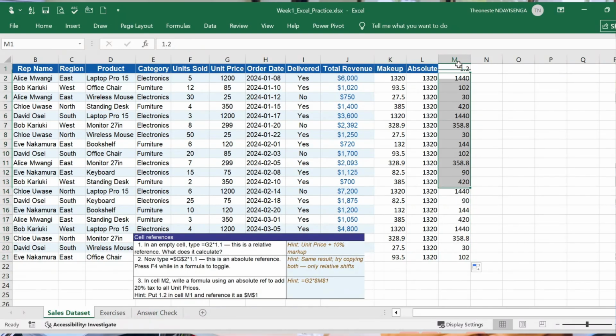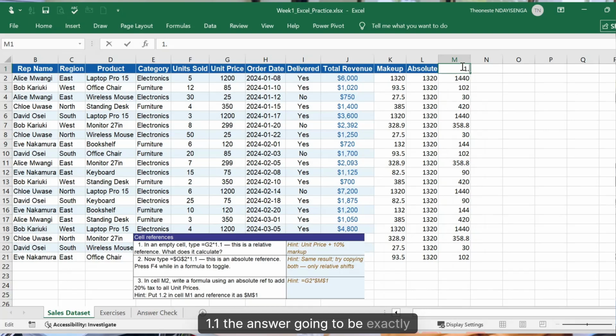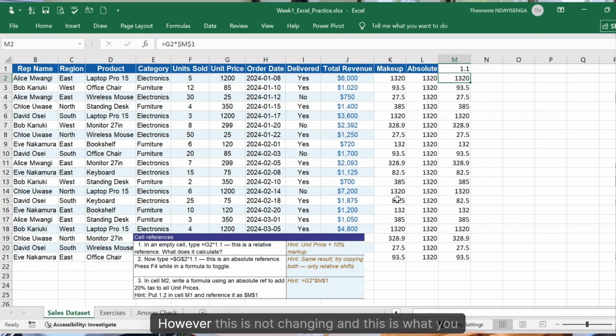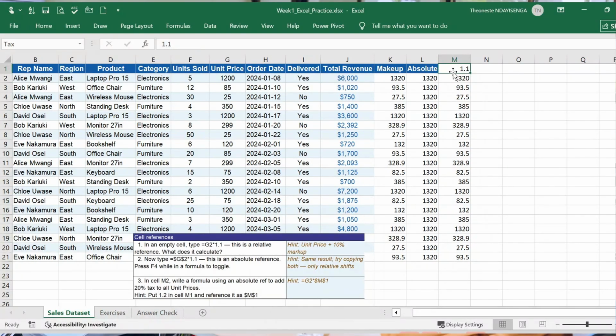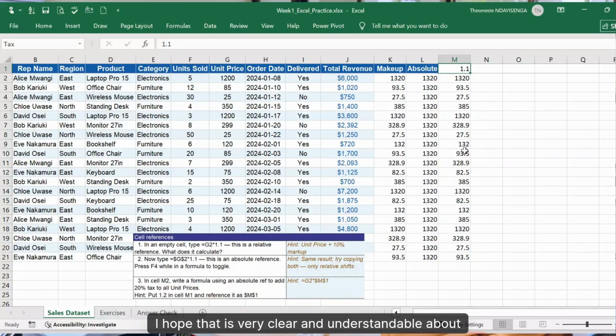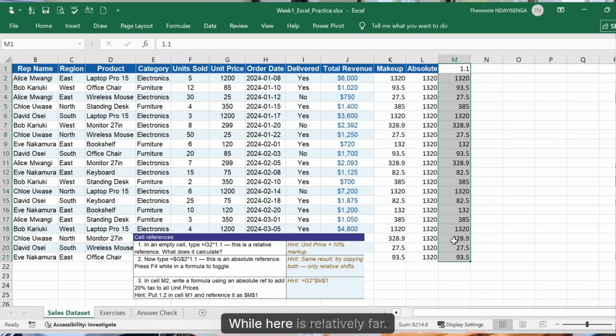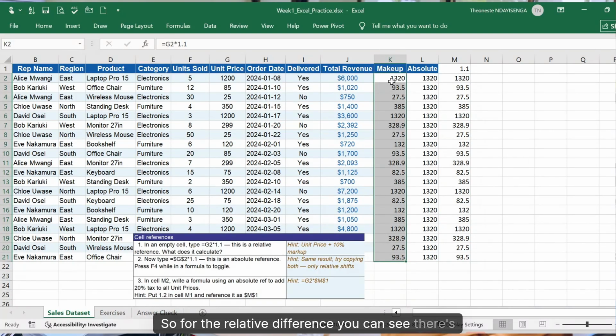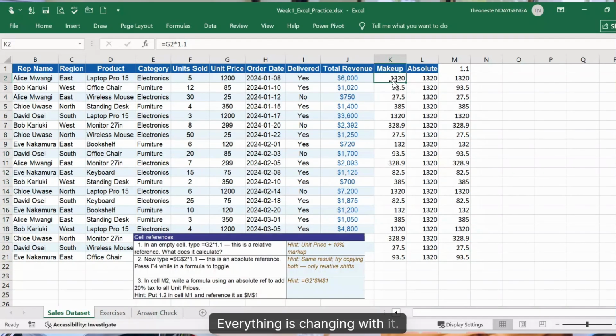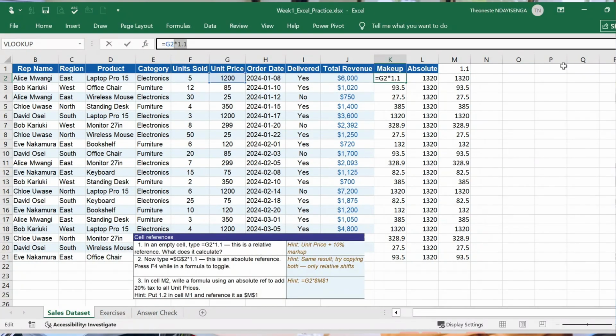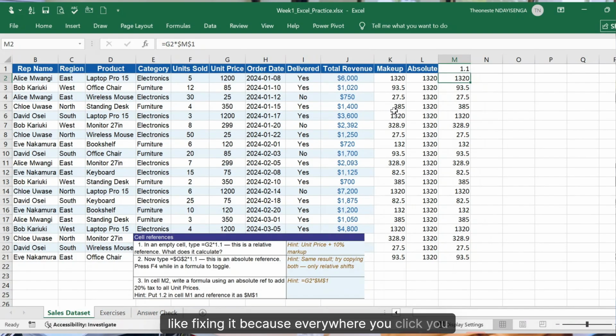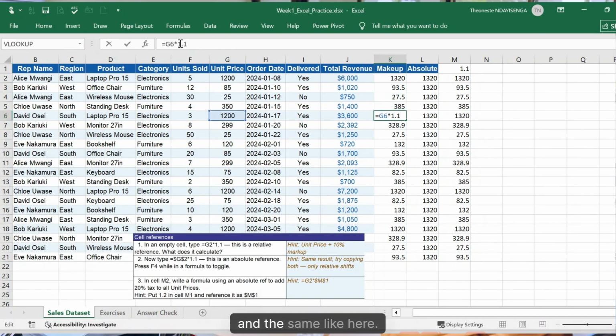If I change it to 1.1, the answer is going to be exactly like the markup. However, this one is not changing, and this is what you call the tax. I hope that is very clear and understandable about when to use absolute reference and when to mix. For this case it is absolute reference, while here is different. For the relative reference, you can see there's nothing we fixed. Everything is changing with it. Writing the number down like this is the same as fixing it, because everywhere you click, you are going to see this number, and the same here, I click, I will see this one.